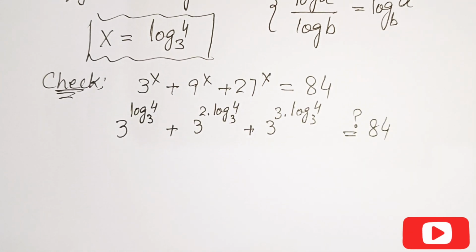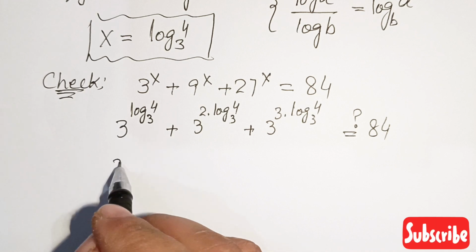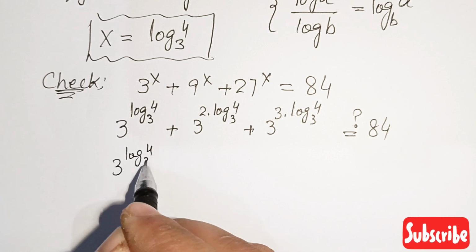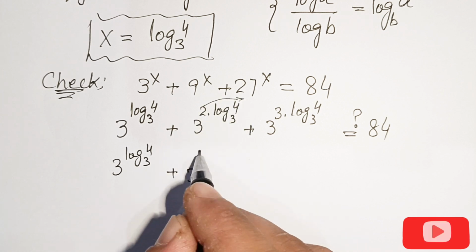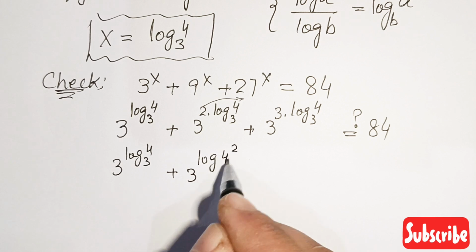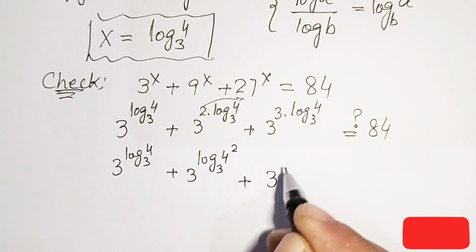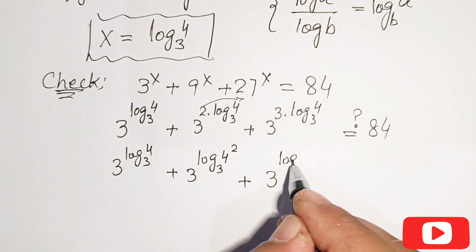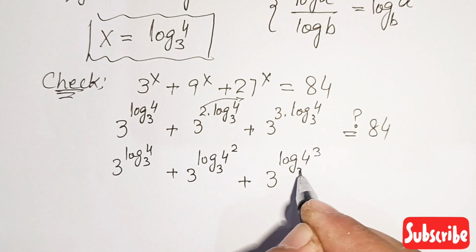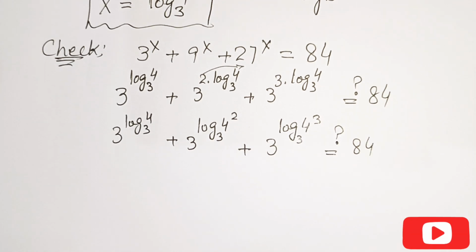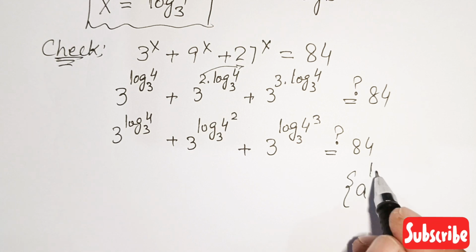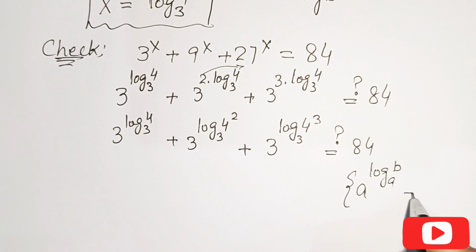So here we have 3 to the power log 4 to base 3, plus, shifting the exponent, 3 to the power log 4 squared to base 3, plus, shifting the exponent again, 3 to the power log 4 cubed to base 3. Is it equal to 84? Now using the logarithm law, as we know that if we have a to the power log b to base a, then it is equal to b.